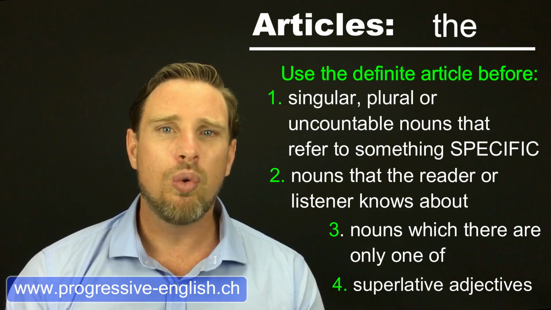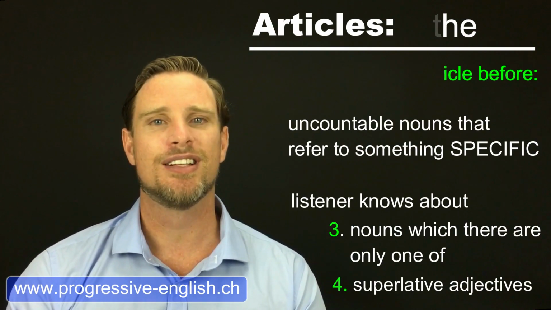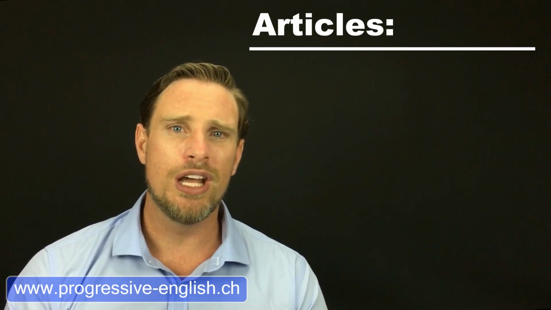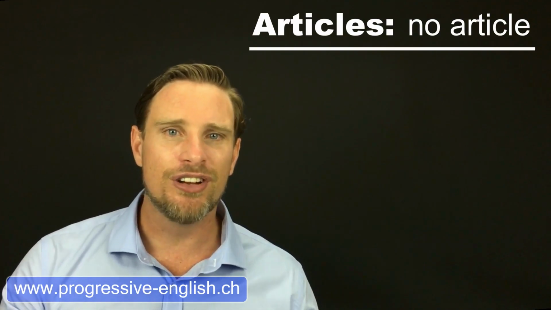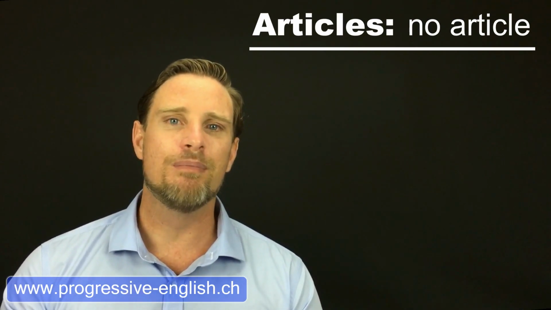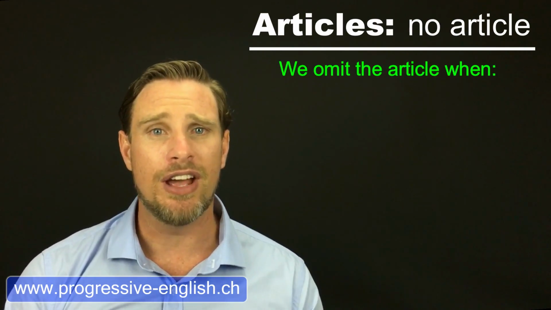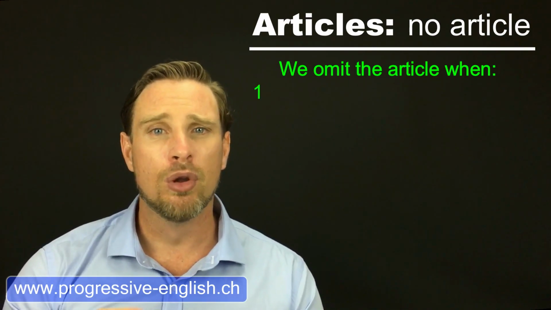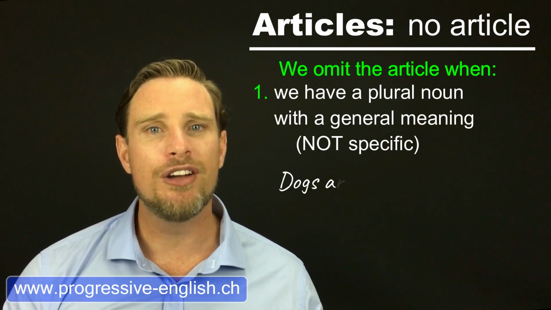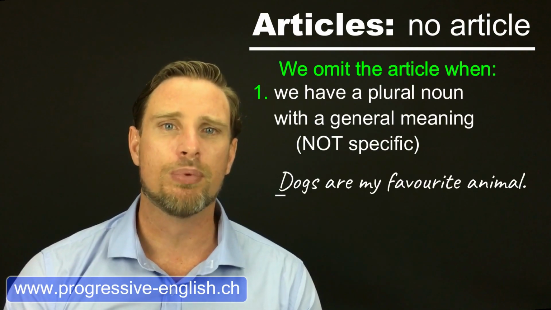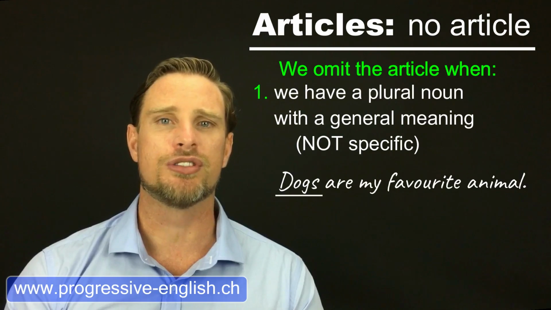Okay? Now there are quite a few more rules with the definite article, "the", but these are the main ones, the foundation. But what I would like to do now is talk about when we use no article and compare it to the indefinite and definite articles, because this is where many people have difficulties. Now we omit the article. Omit means that we leave out the article. When we have a plural noun with a general meaning. For example, dogs are my favorite animal. Dogs, so plural, and I'm referring to dogs in general, not a specific group of dogs.